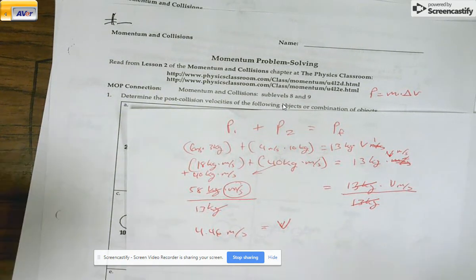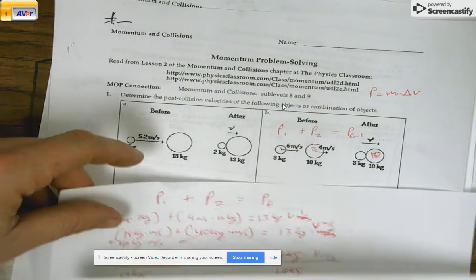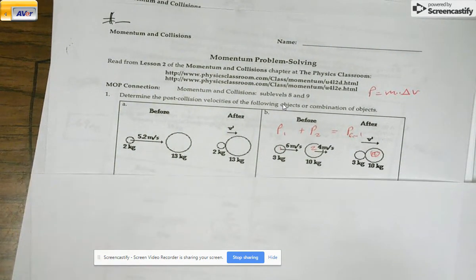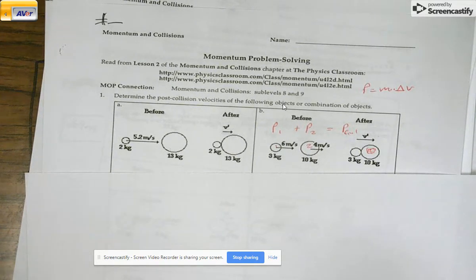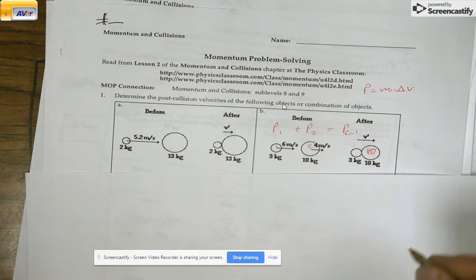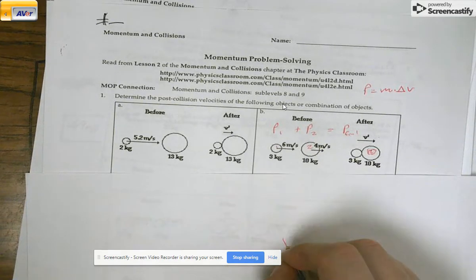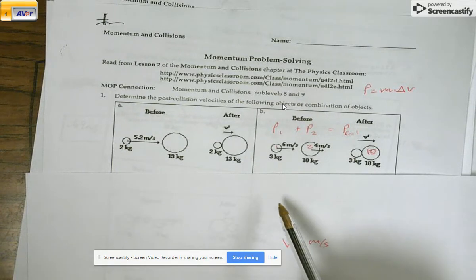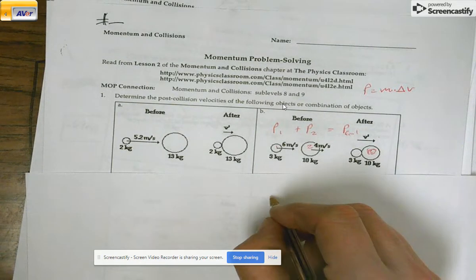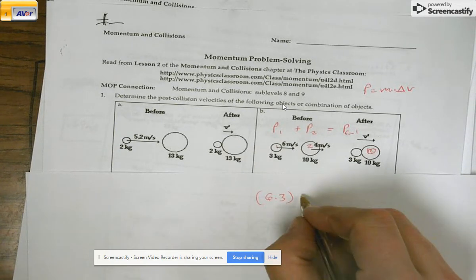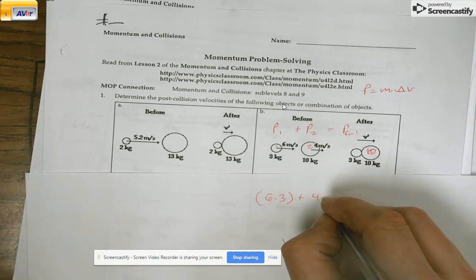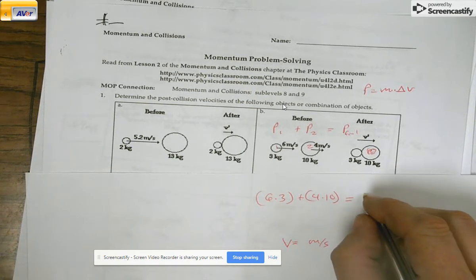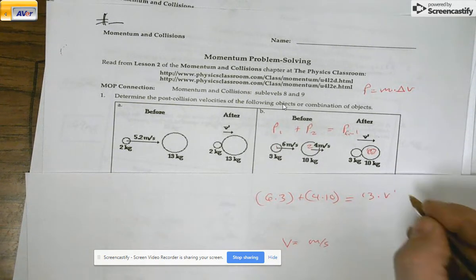One way you can try to do these, because a lot of times people find that the units get awfully confusing, and I would agree with that, is this: since I know that at the end velocity is going to be meters per second, and I know all these things are going to cancel out as I go, what I can do is 6 times 3 plus 4 times 10 is equal to 10 plus 3, which is 13, times the velocity.